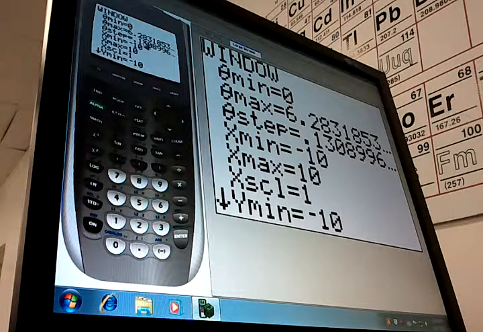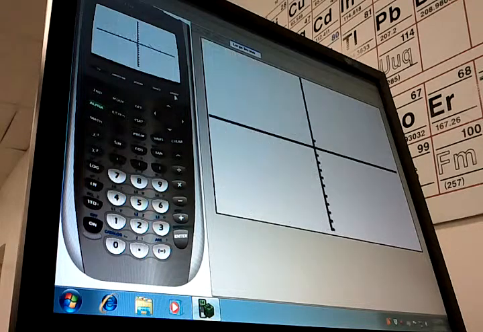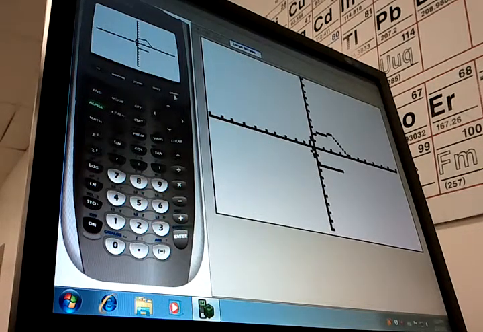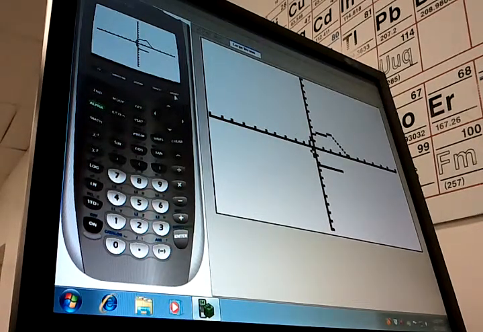What do you think this theta step is? We can actually control how many points the calculator plots. If I make this too large, just watch me, don't. If I make this like 0.8, that's a lot bigger than the 0.13 it was, then every 0.8 radians it's going to plot a point. So you're going to get something funky like that. It plots a point, plots another point, and connects them with a line.